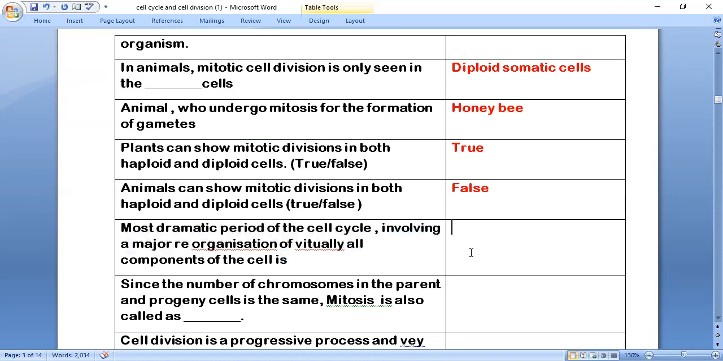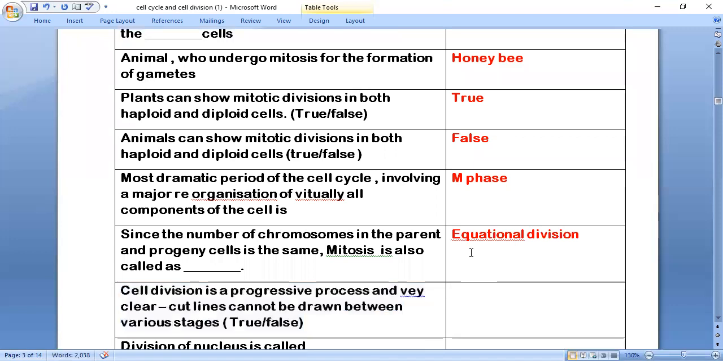The most dramatic period of the cell cycle, involving a major reorganization of virtually all components of the cell, is M phase. Since the number of chromosomes in the parent and progeny cells is the same, mitosis is also called equational division. Cell division is a progressive process and very clear-cut lines cannot be drawn between various stages. True.